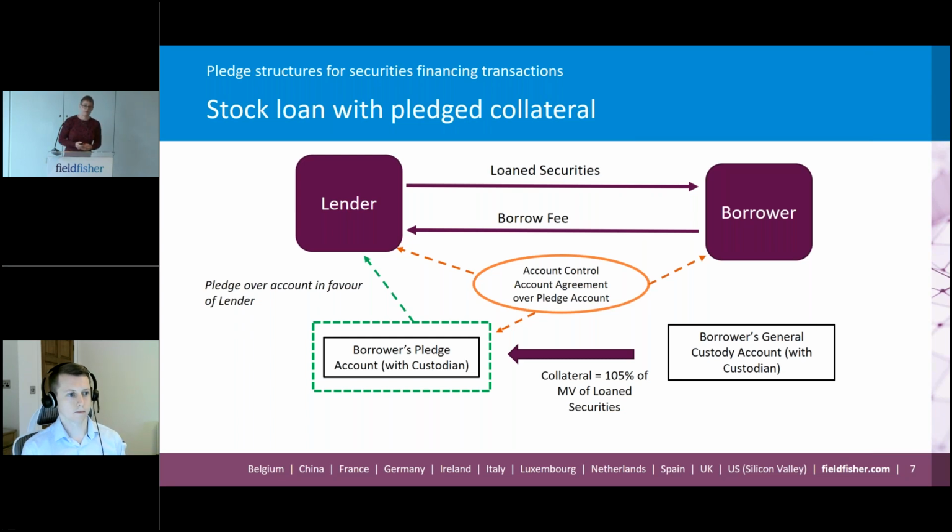And then you would also have a tri-party account control agreement between the lender, the borrower, and the borrower's custodian. That would basically govern the operation of that pledged account. So you do have extra documentation to contend with, but it's all fairly standardised, and particularly the GMSLA and the security agreements are all published by ISLA on industry standard form.